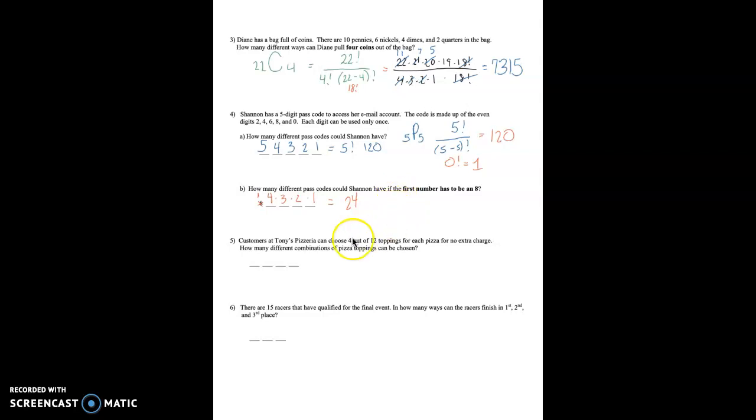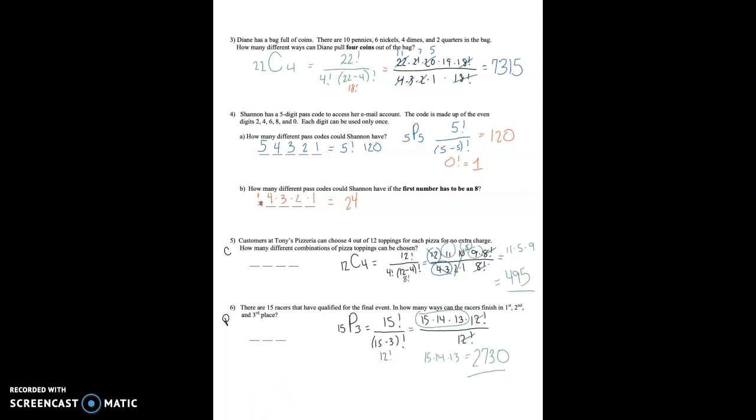All right, so for 5, this should have been a combination. In 6, since they're placing, it's going to be a permutation. So pause it, try those on your own, and then unpause it to see the answers. So for 5, we said it was combination, so 12 choose 4. So I have 12 factorial over 4 factorial, and then I subtract to get 8 factorial. Again, only go up to 8 factorial, simplify. I simplified, I don't know if you can see this, 4 times 3 is the same as 12, so I took those off. So we get 495.